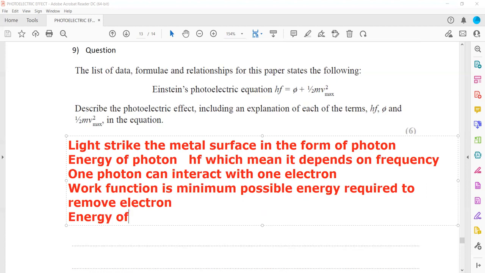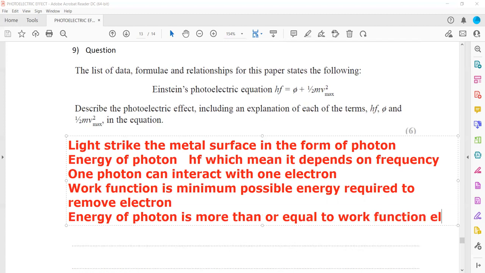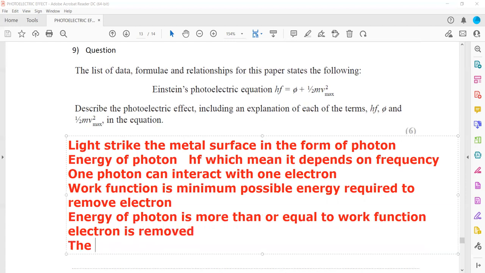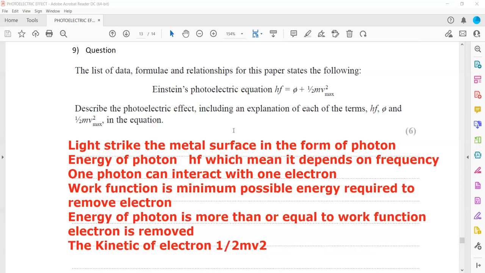If the energy of the photon is more than or equal to the work function, the electron is removed from the metal surface, and the kinetic energy of the electron is given by the formula half mv square. So these are the points you will mention related to the question.